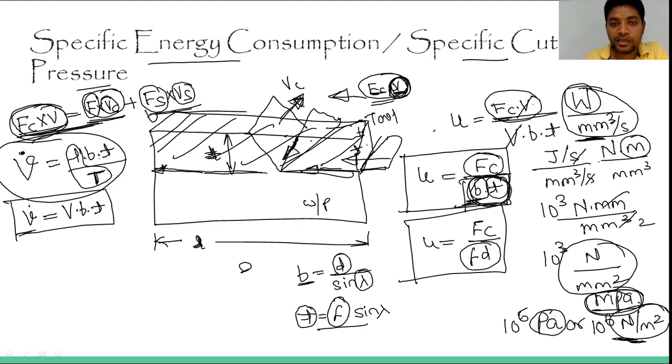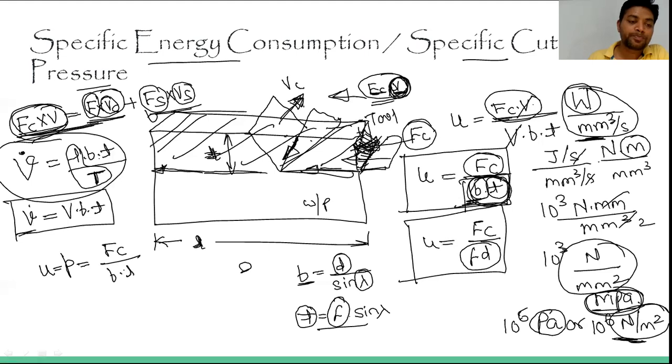If we are moving our single point cutting tool in this direction and holding it like this, when you move in this direction, this will be FC, that is the cutting force. How much of this cutting force is applied over this cross sectional area, that is basically the pressure. So this U, the specific cutting pressure, will be equal to FC upon B into T.